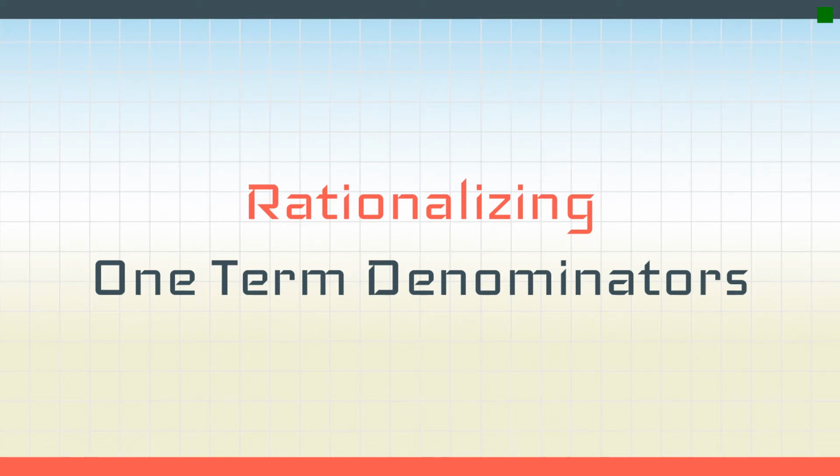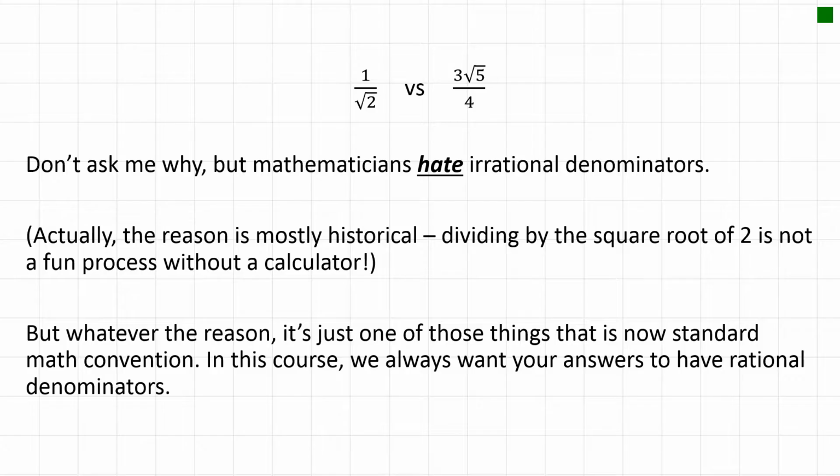Rationalizing one-term denominators. Let's just start by looking at these two numbers, 1 over the square root of 2 and 3 root 5 over 4. Don't ask me why, but mathematicians hate irrational denominators, and they always have. They do not like it when there's an irrational number in the denominator, like the square root of 2. But it's totally okay if it's in the numerator.